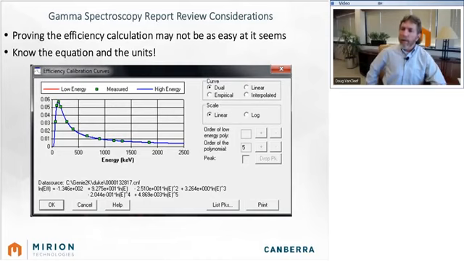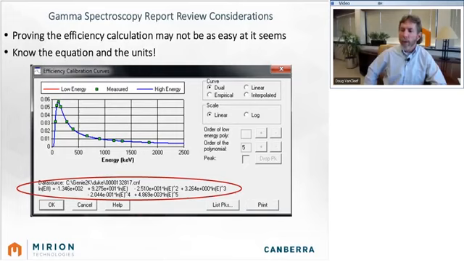Proving the efficiency calculation may not be as easy as it seems. It is up to the user to know the equation and the units. And I want to just give you a quick example of why that may be more difficult than it seems. Here you see on this particular report that the natural log of the efficiency is equal to the offset plus the slope times the natural log of the energy plus the slope times the natural log of the energy squared, and so on. Well, that gets us an answer as the natural log of the energy.